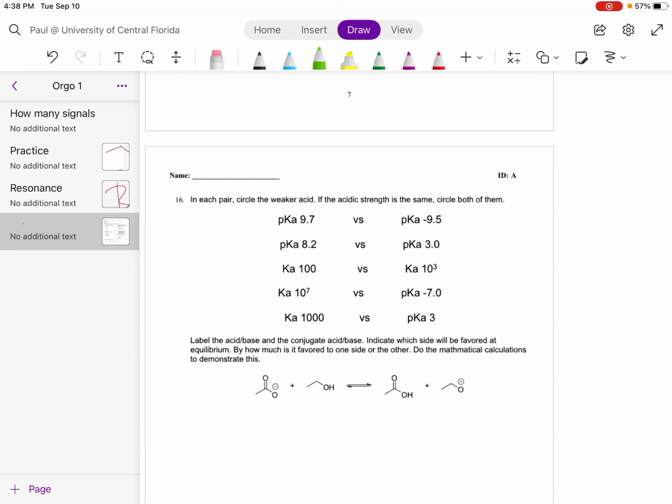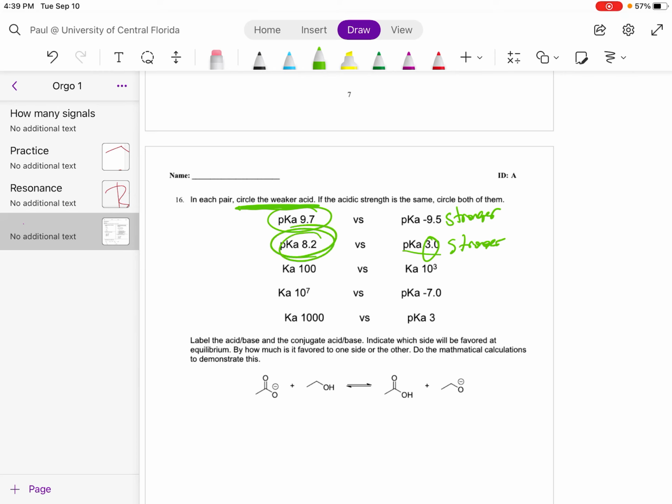Question 16. Okay, so for the first one right here, we know that the smaller the pKa value, the stronger the acid. But what is it asking? For the weaker acid. So that guy's the stronger acid, hence that will be the weaker. Another pKa comparison, 3 is smaller than 8, so that makes this guy the stronger acid, hence that the weaker.